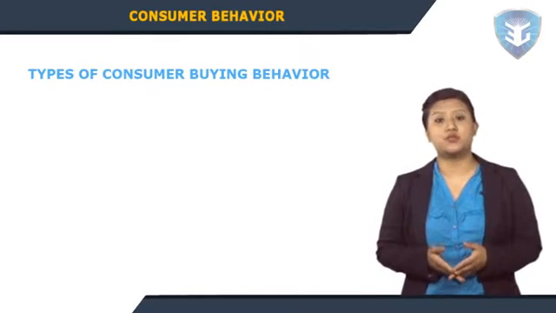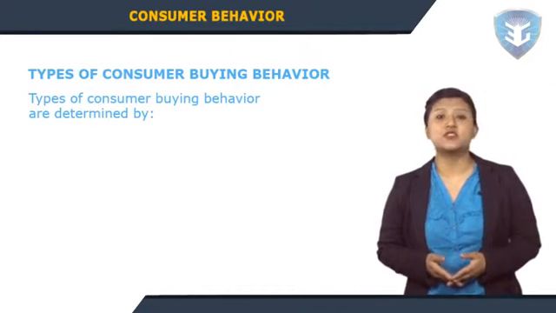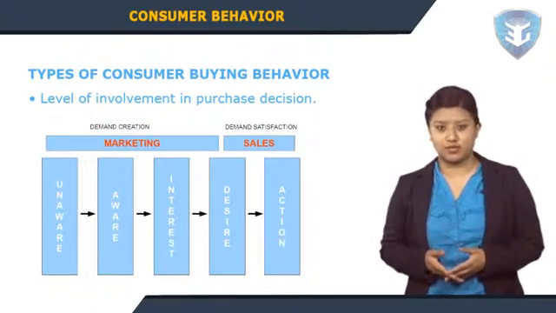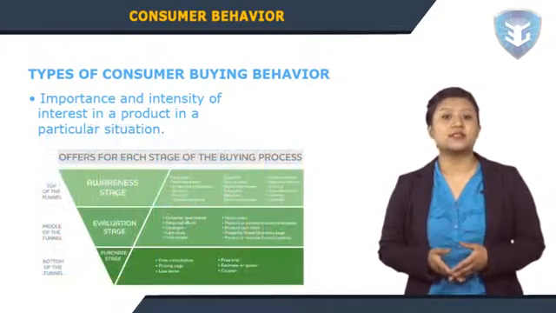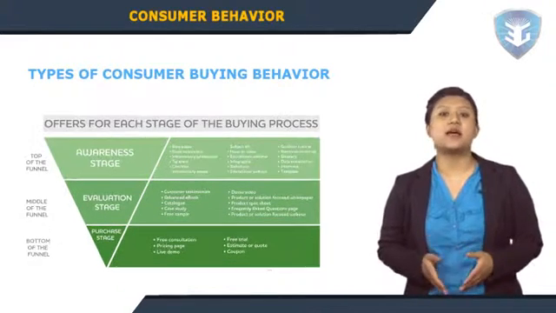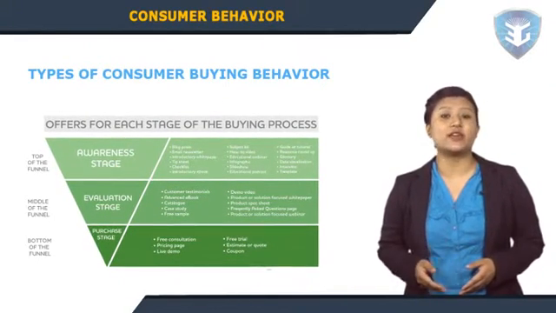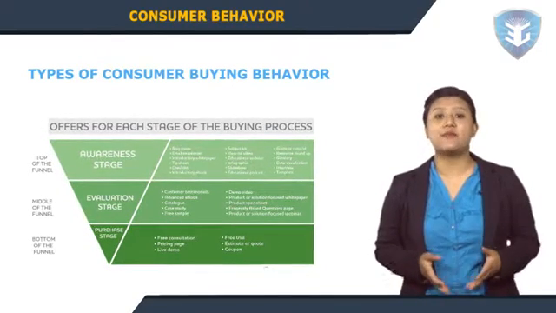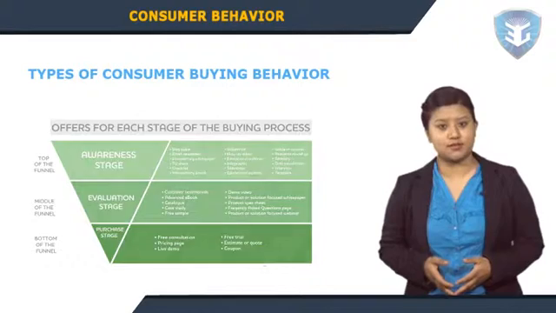The types of consumer buying behavior. The types of consumer buying behavior are determined by the level of involvement in the purchase decision. Involvement is the importance and intensity of interest in a product in a particular situation. The buyer's level of involvement determines why he or she is motivated to seek information about a certain product and brands but virtually ignores the others.